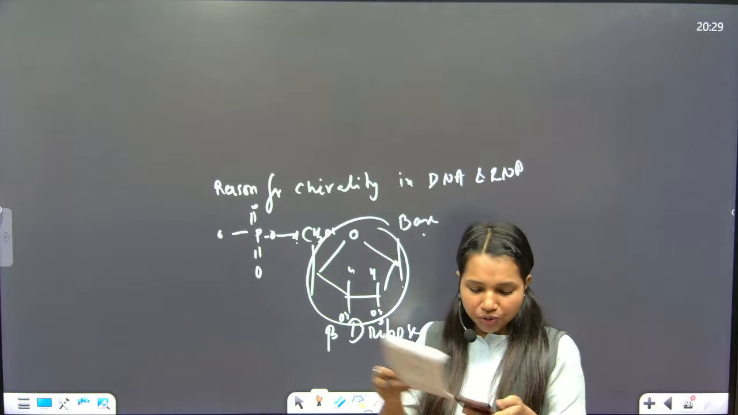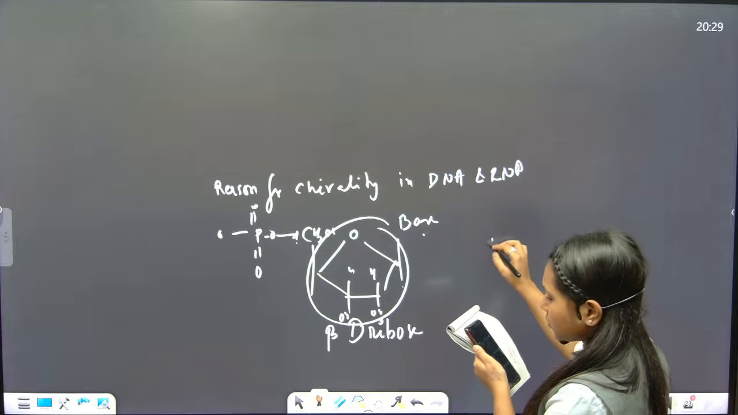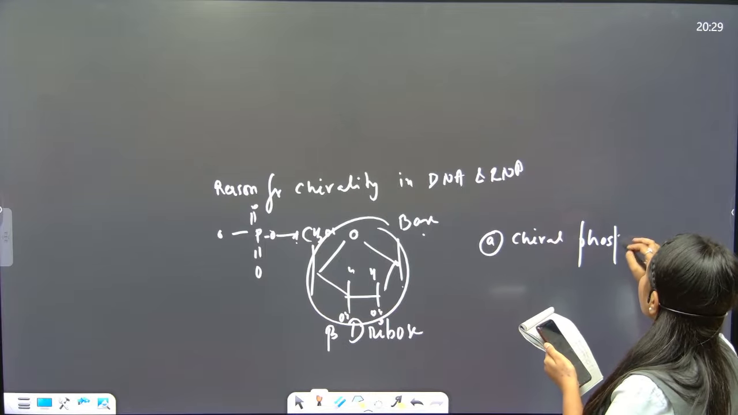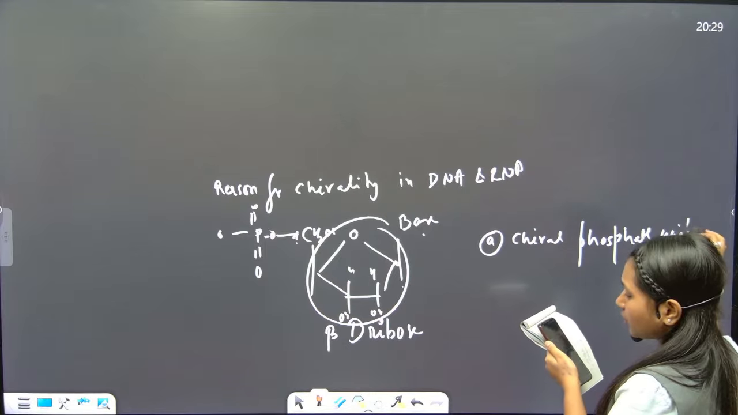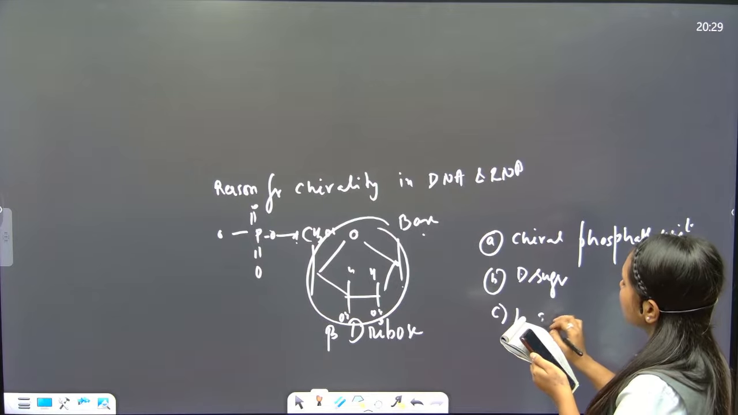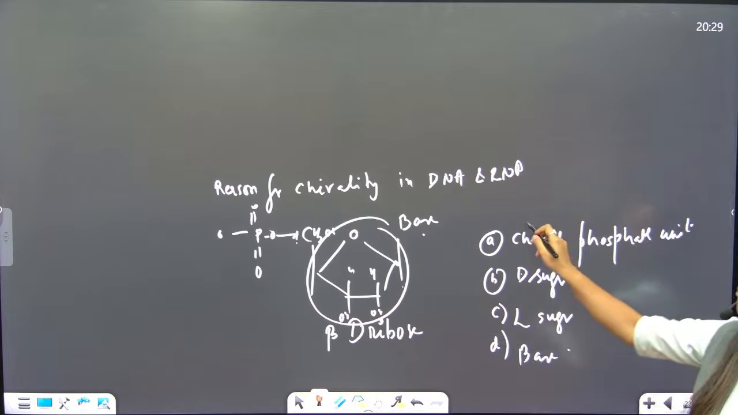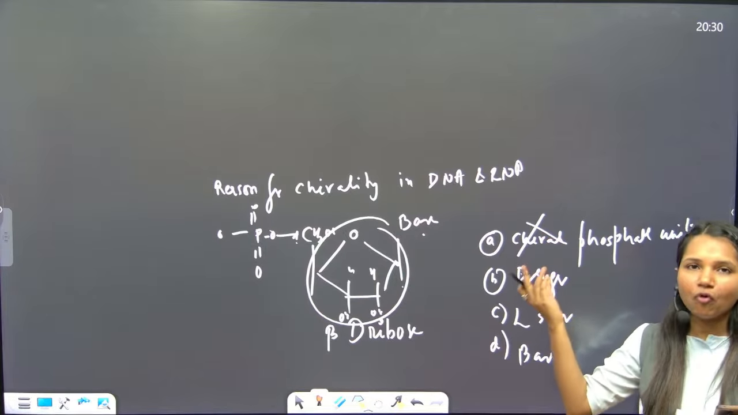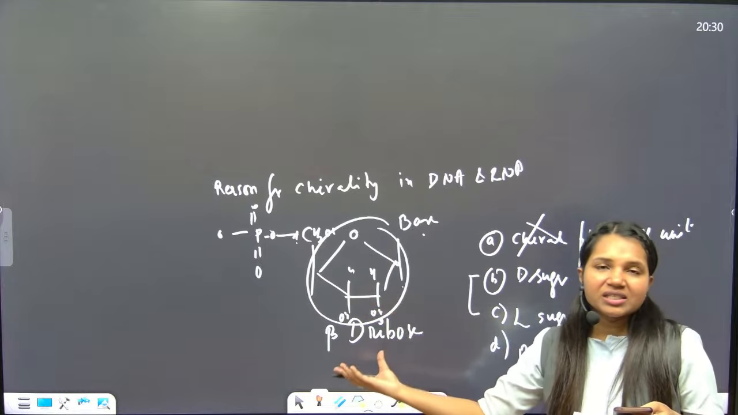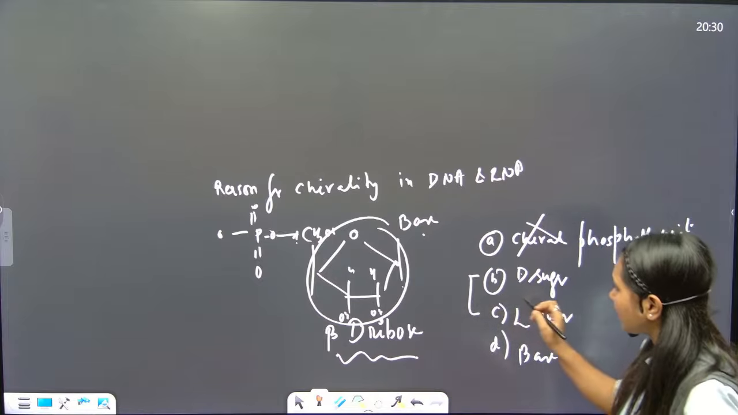Let me write the options quickly. The options they have given are: phosphate unit, D sugar, L sugar, and base unit. So phosphate is not chiral. It does not have four different groups. D and L, which sugar? Today only when I was teaching this topic, I mentioned which sugar we take. We take D sugar. So the correct answer is D.